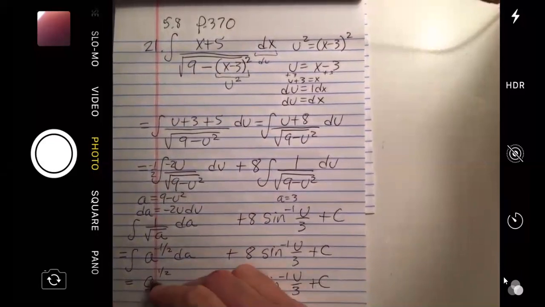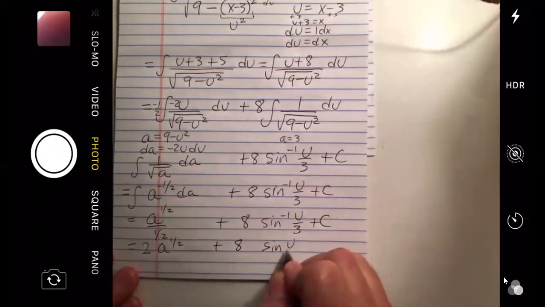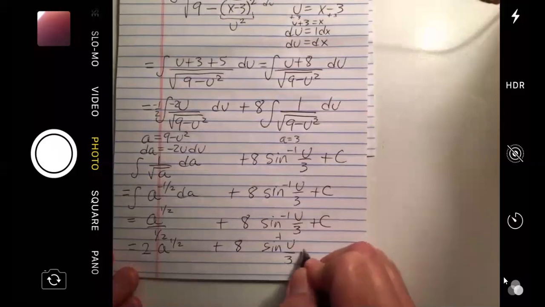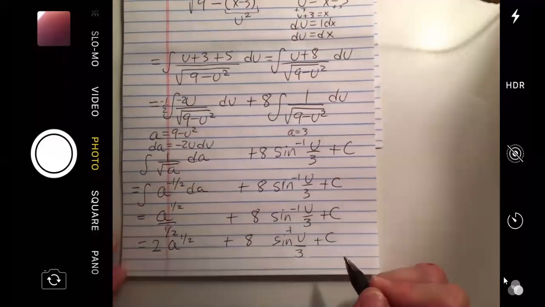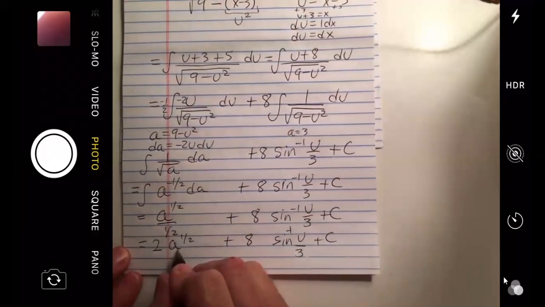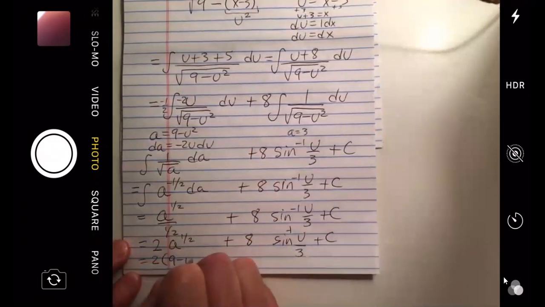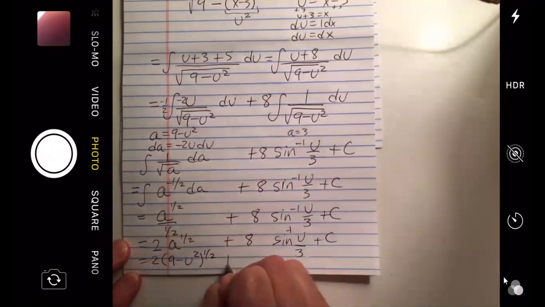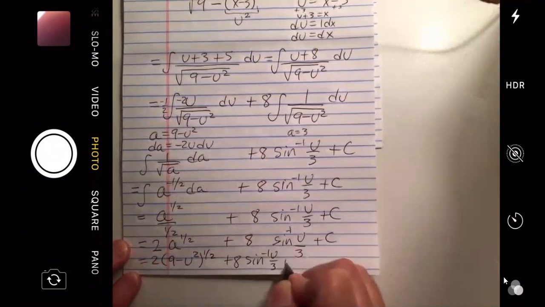That 1/2 flips around to a 2, a to the 1/2 plus 8 arc sine u over 3 plus c. I've got room maybe for one more line in u, so I get this back to u, replace the a with 9 minus u squared, so that's 2 times 9 minus u squared to the 1/2 plus 8 arc sine u over 3 plus c.